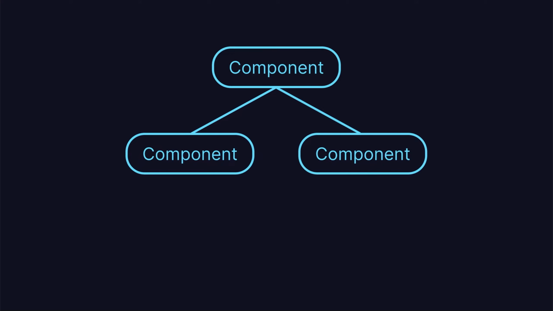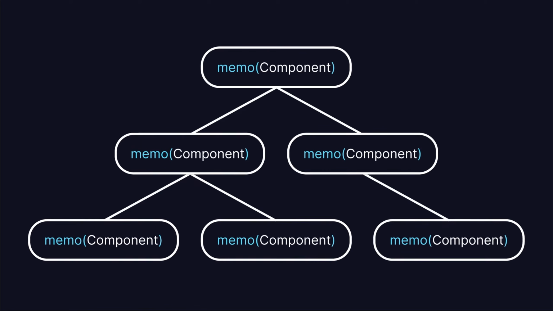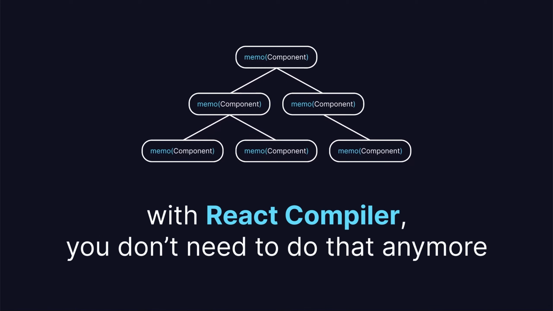When you have a component tree and the parent component re-renders, we know that all child components also re-render. But if their props don't change, why should they? Usually, if you want to avoid that situation, you have to wrap the components in the memo function, but now, with React compiler, you don't have to do that anymore.